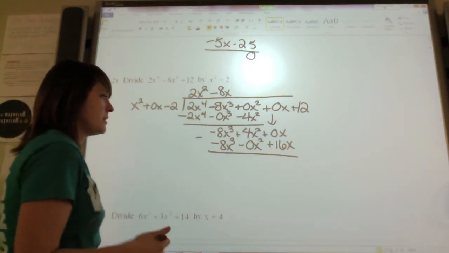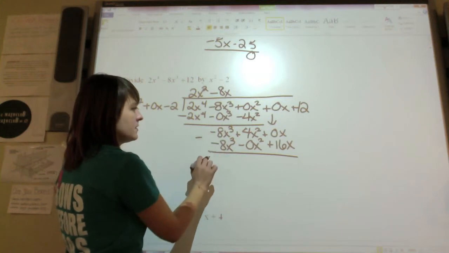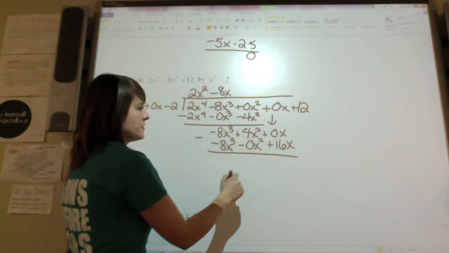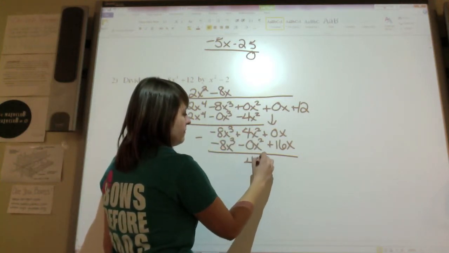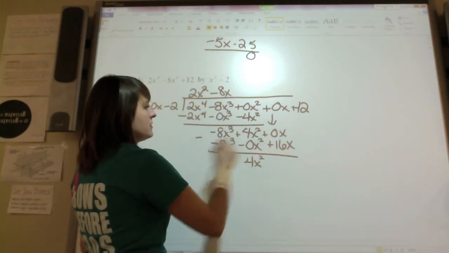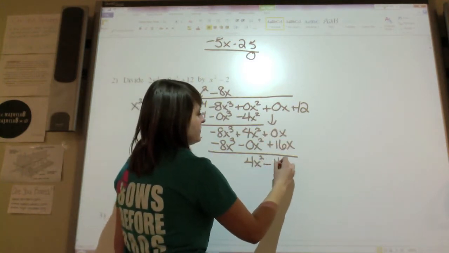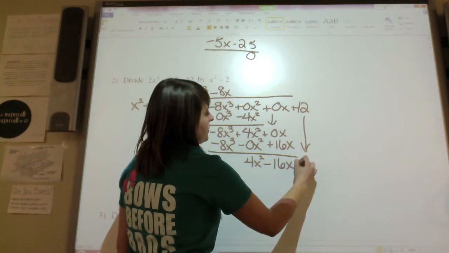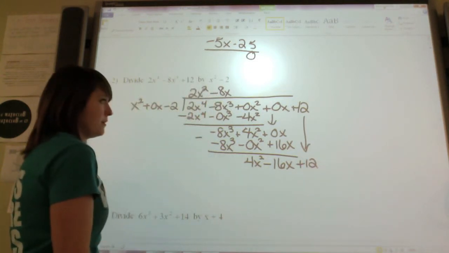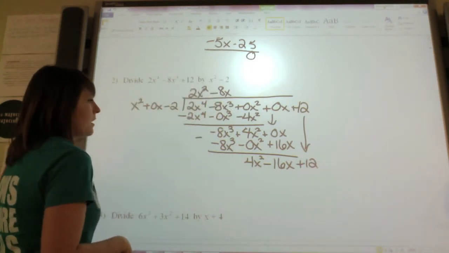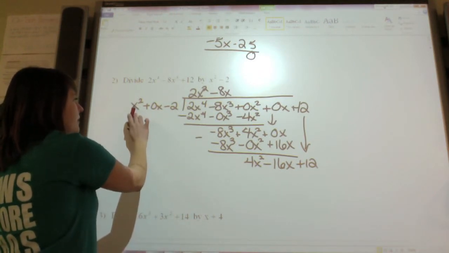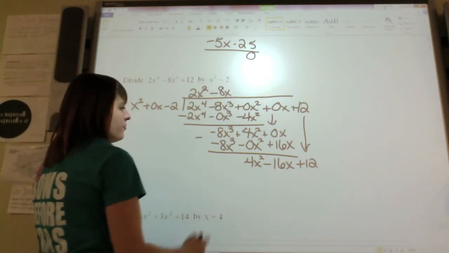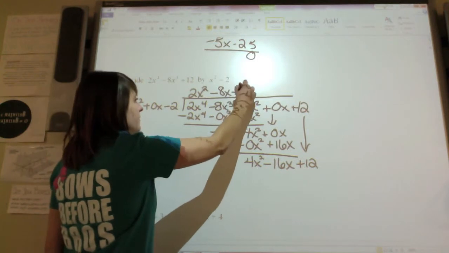Now I can go through and do my subtraction again. So when I subtract these, I cancel. 4x squared minus 0, that gives me 4x squared. 0 minus 16x, that gives me negative 16x. And I can bring this 12 down here as a placeholder for my last term. And now I go through and I say, what do I need to multiply x squared by to get 4x squared? And the answer is 4.